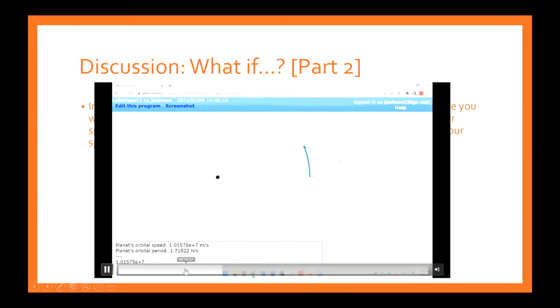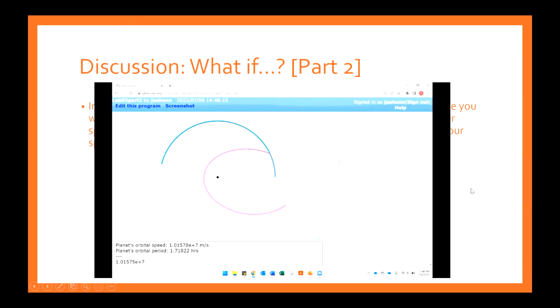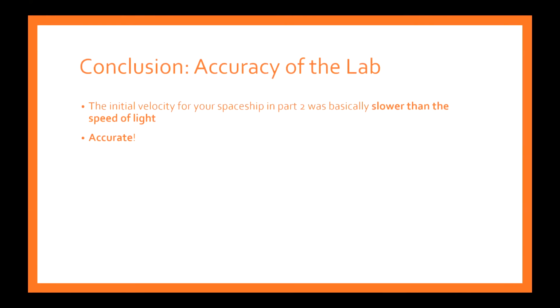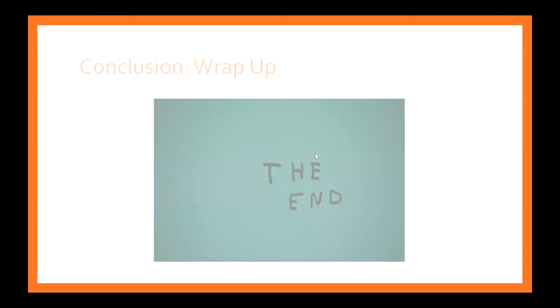And if you use that formula like that, you can see something interesting in the diagram. As you can see, orbit there. It was very precise. The mass of the black hole from part one was very consistent, and the speed was reasonable because it was less than the speed of light. That's all.